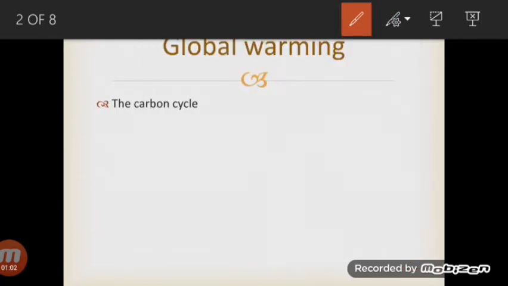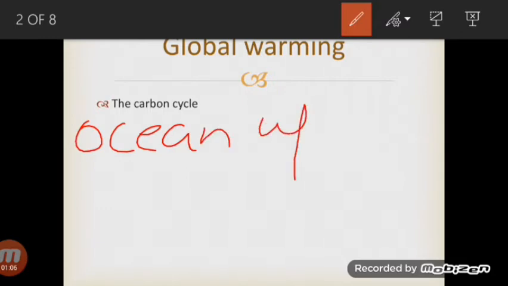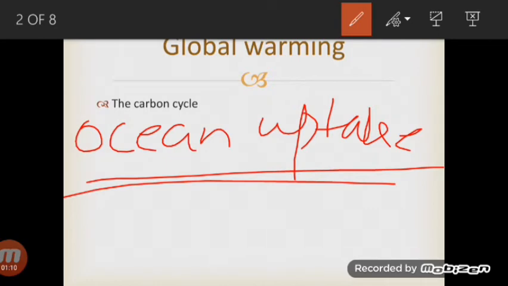And the second method is ocean uptake. Now, how will carbon be removed by ocean uptake? The world's oceans serve as a very massive sink that traps carbon dioxide. Much of the dissolved carbon dioxide in the ocean is used by the plants and animals which are present in the water. So mainly it is used by the marine plants and animals.